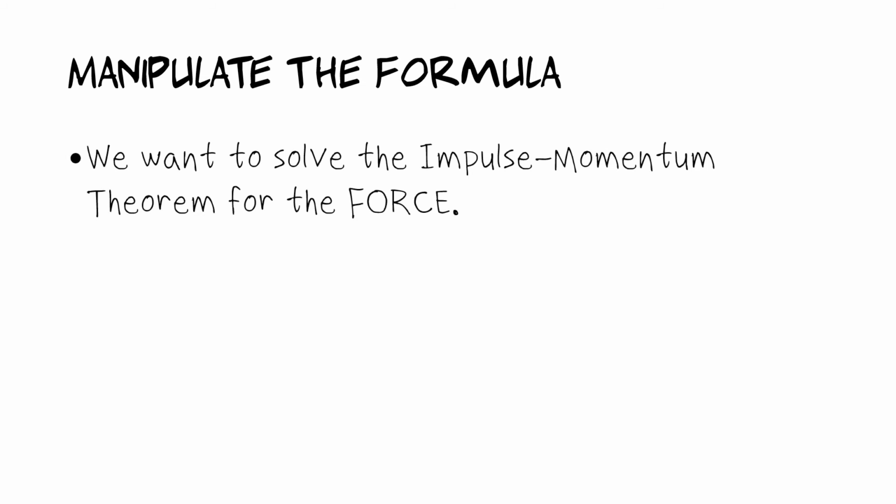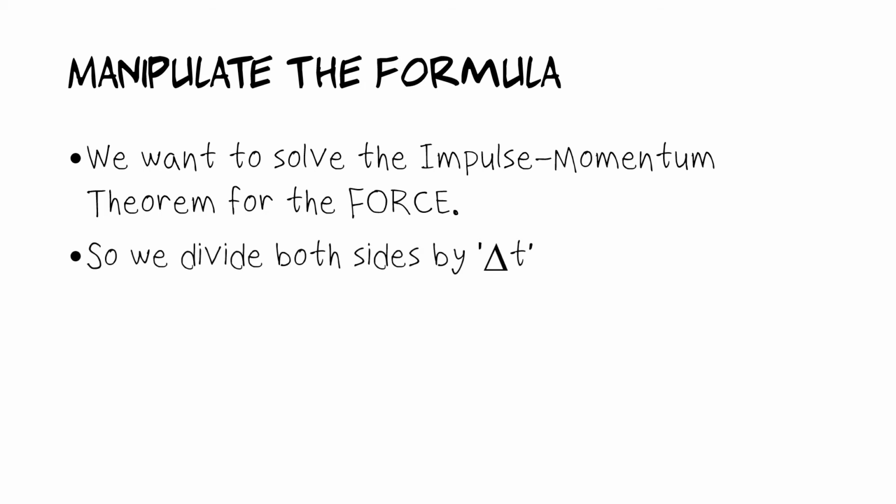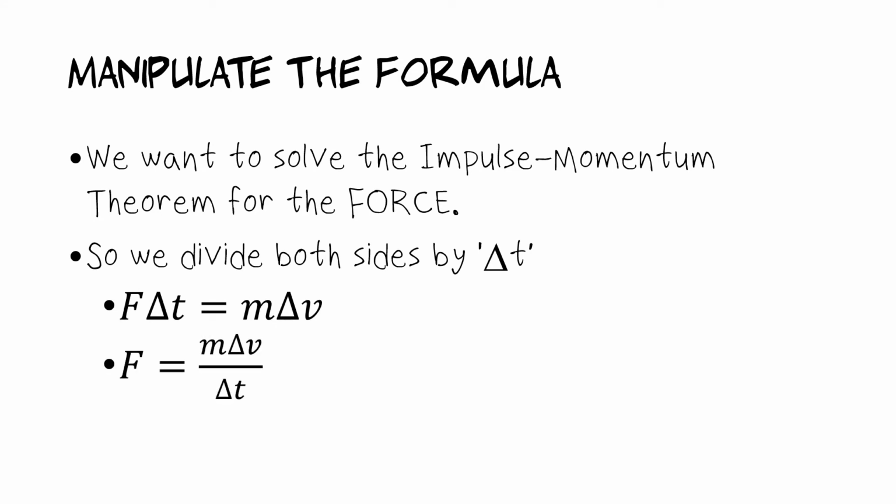So the only obstacle really left at this point is to get the formula ready to go. I always like to manipulate the formula for the unknown before I plug in values. We're going to be interested in solving the impulse momentum theorem for the force. In order to isolate the force, we're going to divide both sides by delta t. Moving delta t to the other side gets us this relationship.